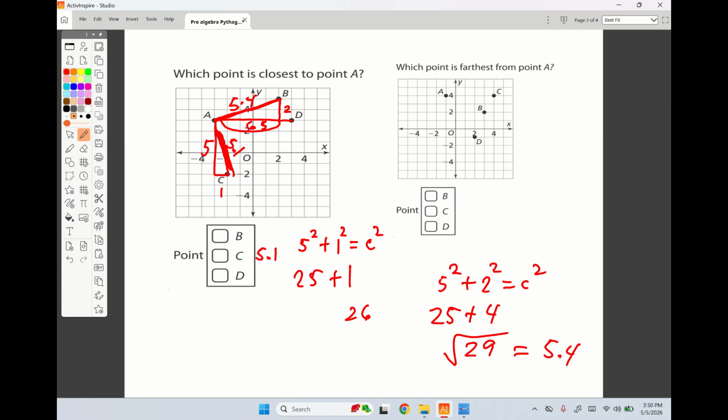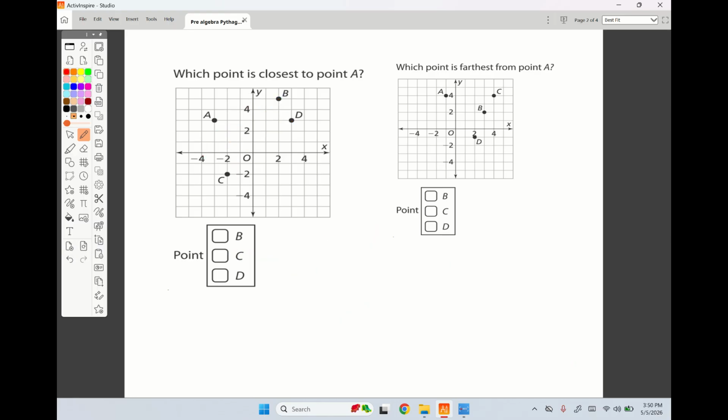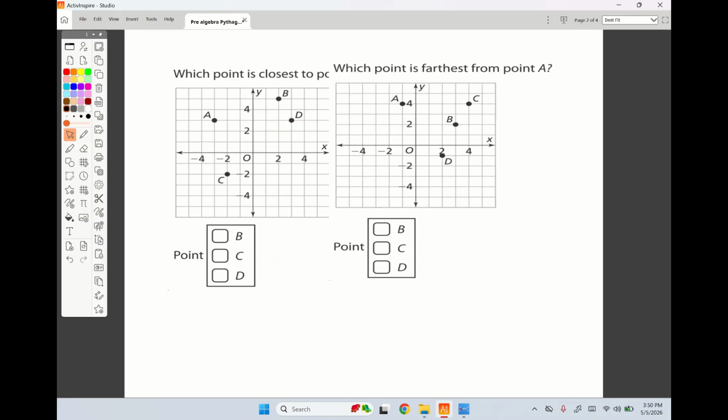Alright, so which point is farthest from A? This time we need the bigger measurement to be the answer. From A, C would be 5 boxes. So the measurement will be 5 for C. I put it right next to the letter C down there.